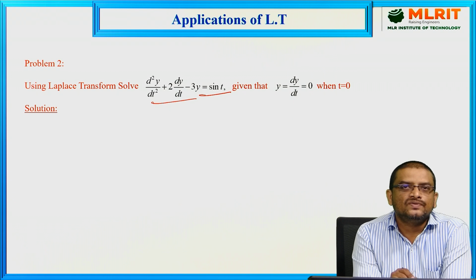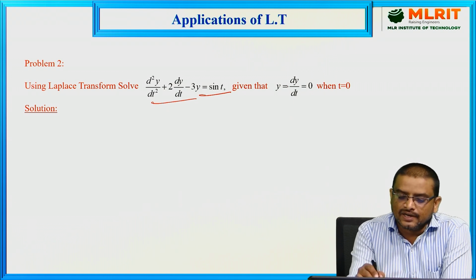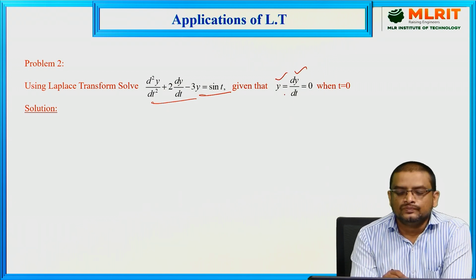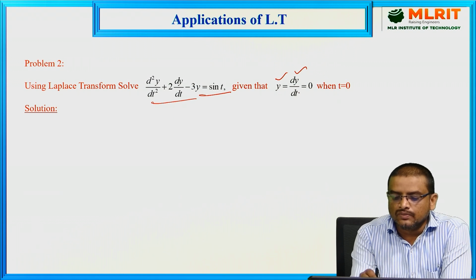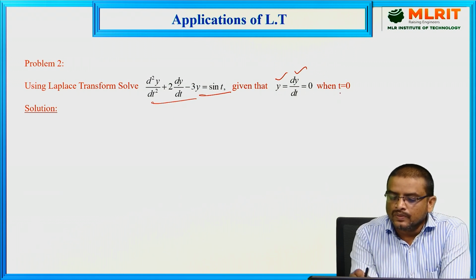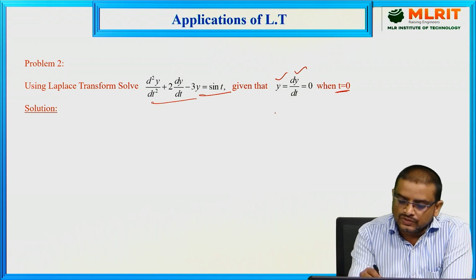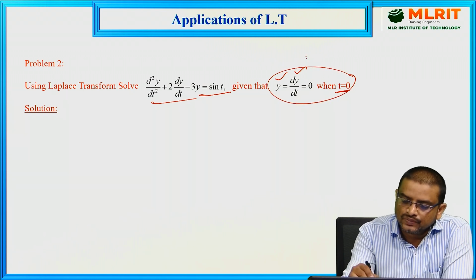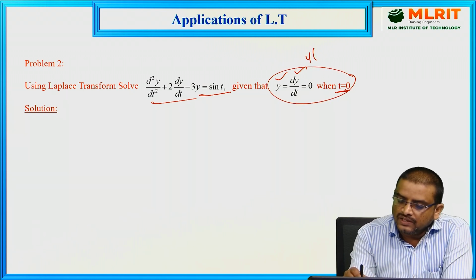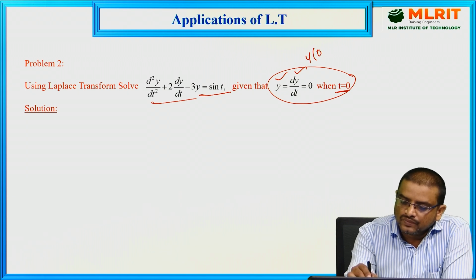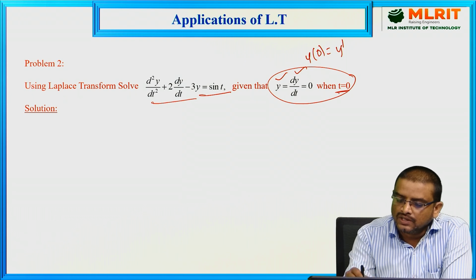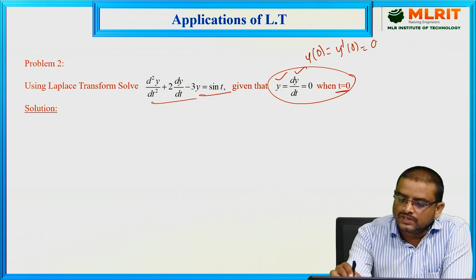Since the order of this differential equation is 2, the initial conditions must be 2. That is, y is equal to dy by dt is equal to 0 when t is equal to 0. This entire condition is similar to y of t; in place of t here we will take 0. Y of 0 is equal to dy by dt, we can take it as y dash, since t is equal to 0, y dash of 0. So this value is equal to 0.